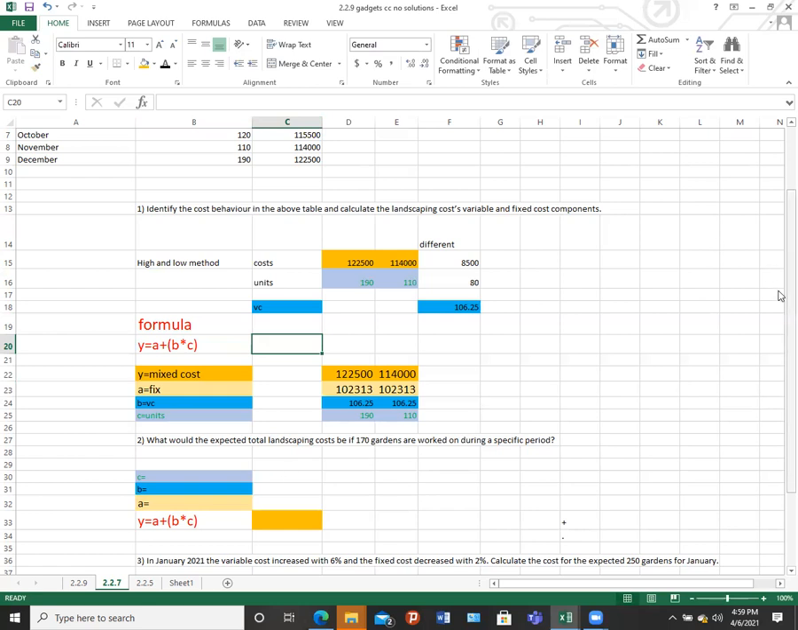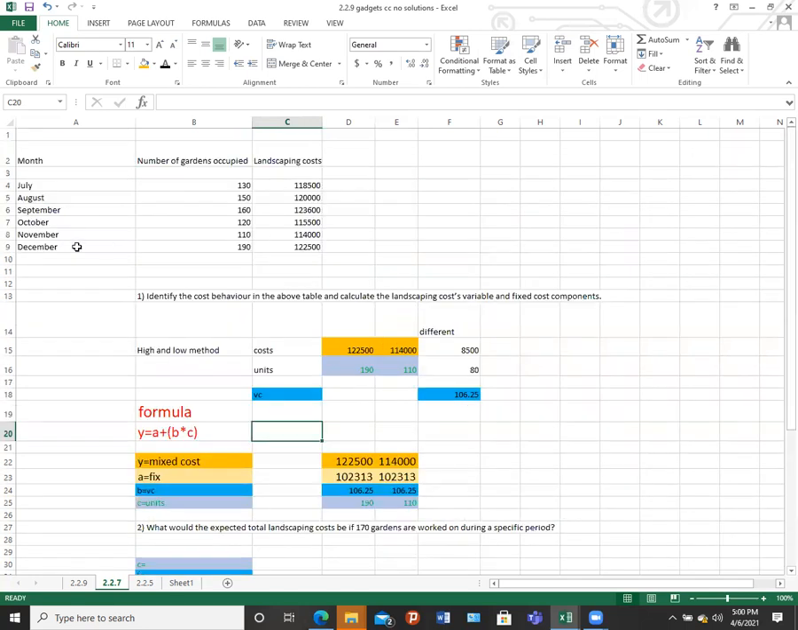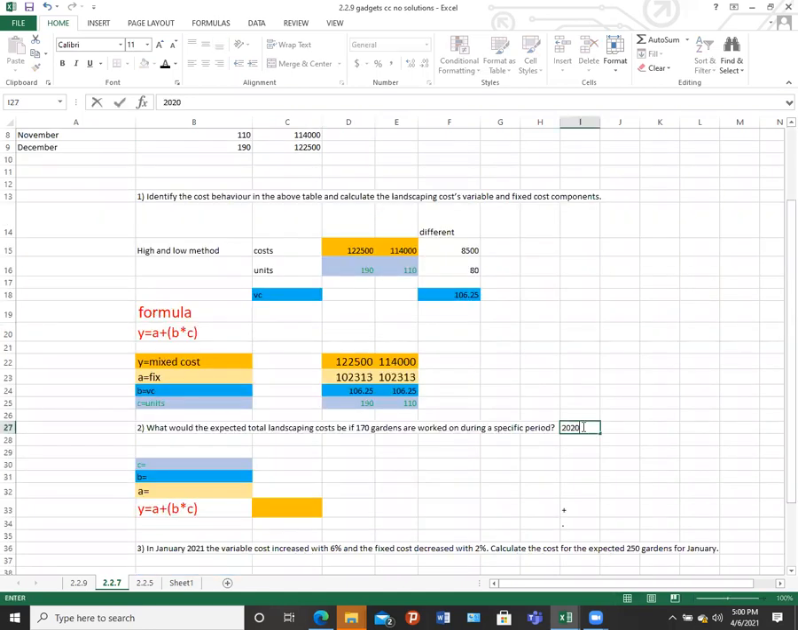We are still continuing, guys, still repeating the same thing. What would the expected total landscaping cost be if 170 gardens are worked on during a specific period, guys? Let's say here is the information during the year of 2019. Let's assume now we are in January, guys, 2020.